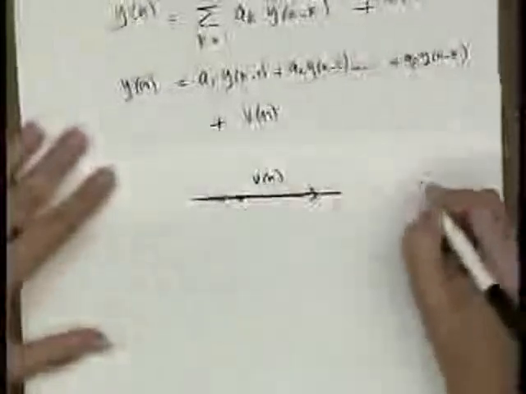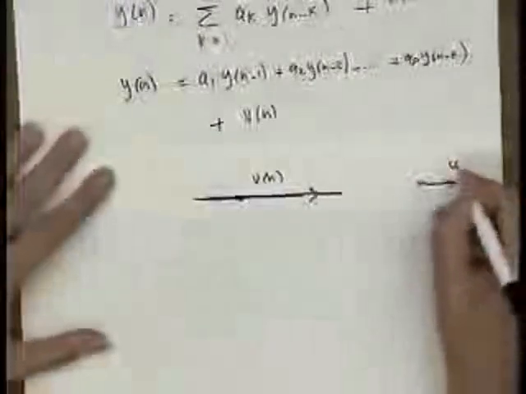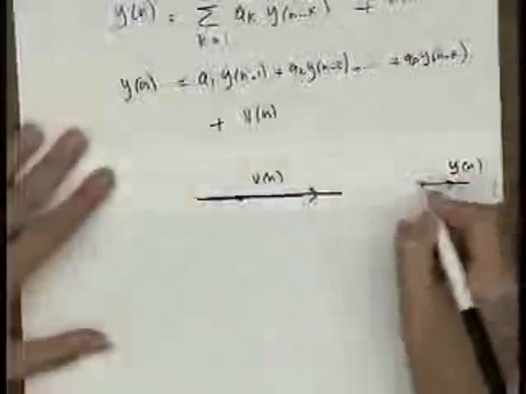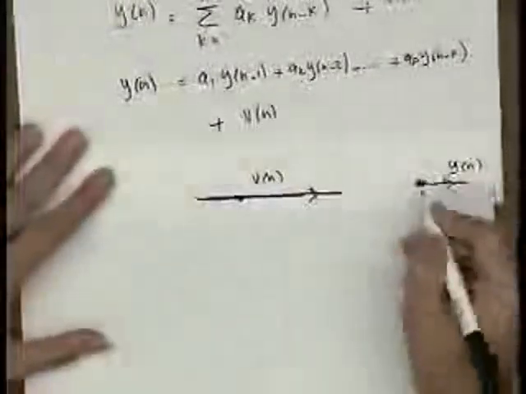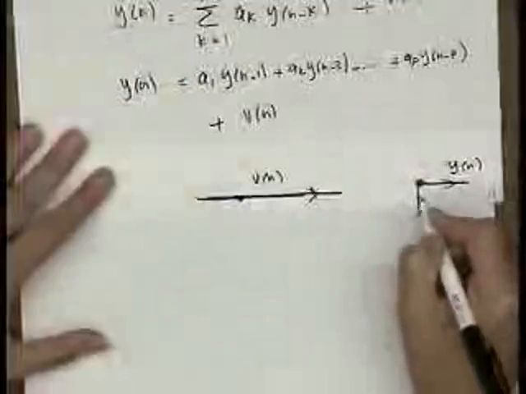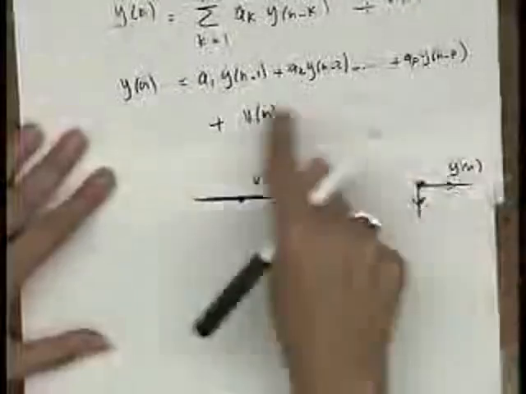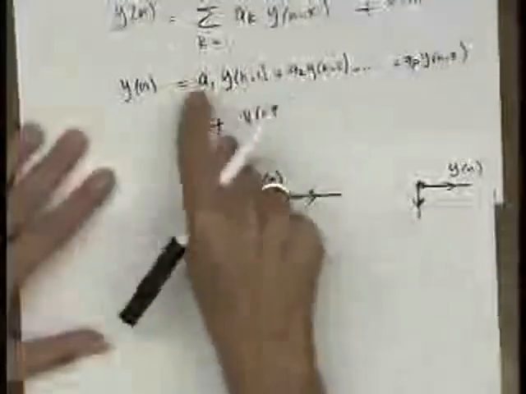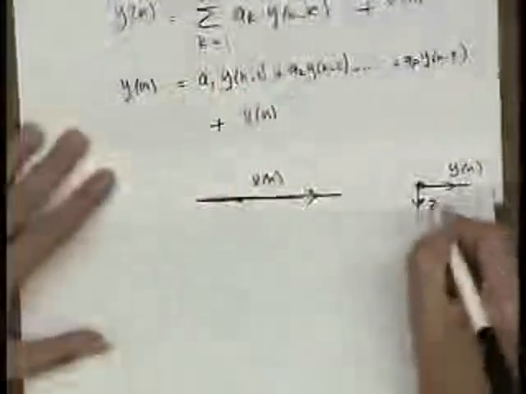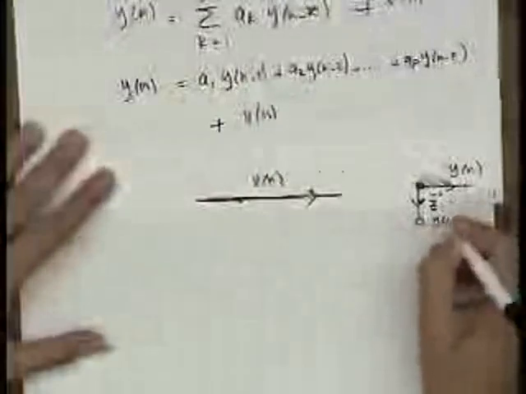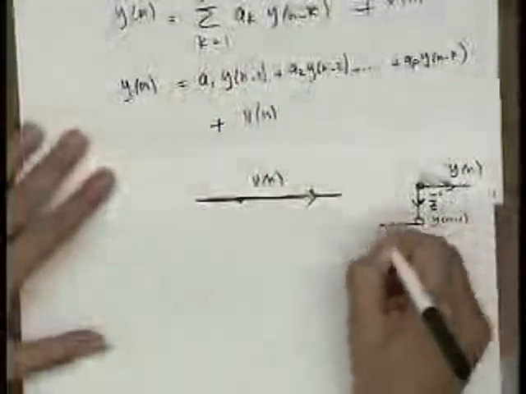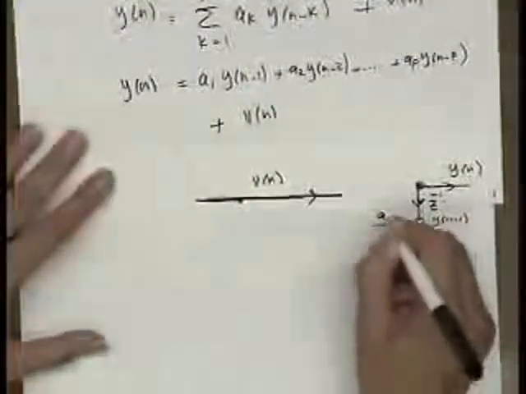So V of n goes in, and out comes Y of n. This node is a fan-out node, so this is Y of n also coming out. What I need to do is delay by 1 and multiply by A1. So I delay by 1, this is the inverse, and at this point now I have Y of n minus 1, right? And then I'll multiply it by A1.